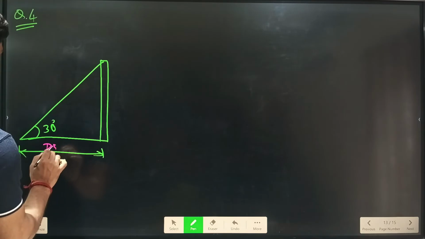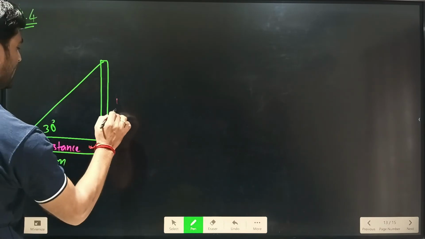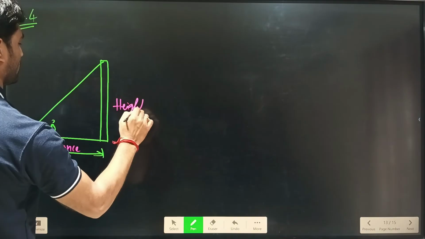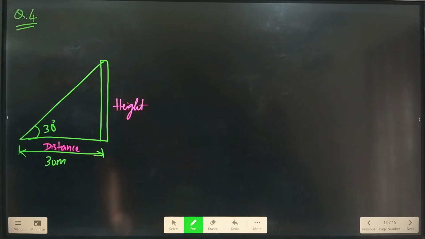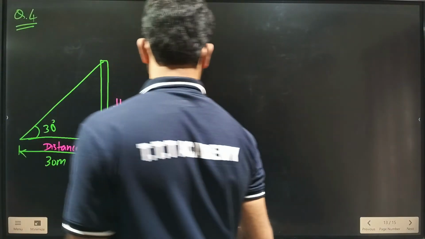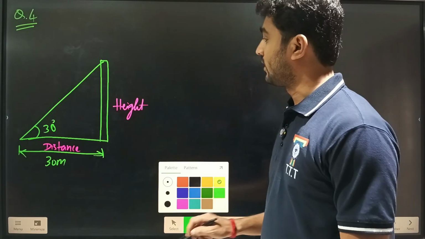Let's call this distance a, and this is the height of the tower. I want to find the height. So which ratio do we use? We use tan.